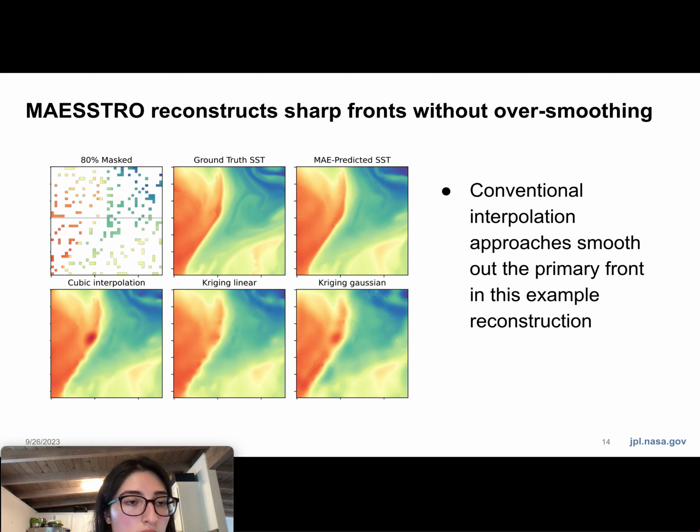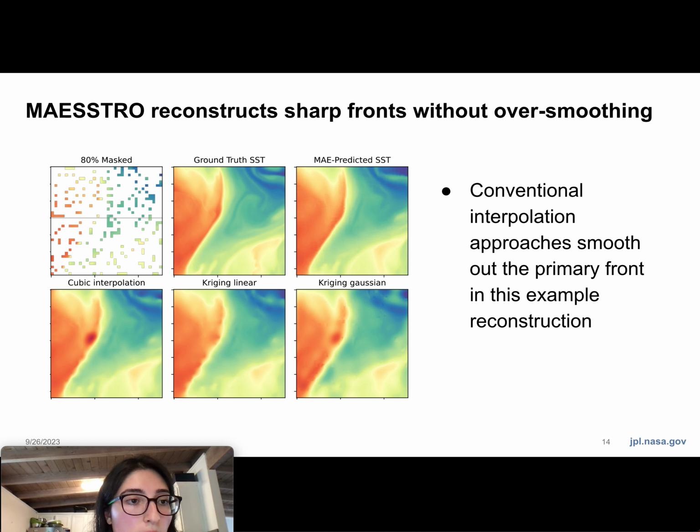In this figure, we're showing an example masked SST tile from an unseen LLC2160 test set with 80% of the values masked. That's the top left. The ground truth is the middle top, and then the MAE reconstructed SST tile is the top right, and the bottom row consists of 3 different interpolation schemes.